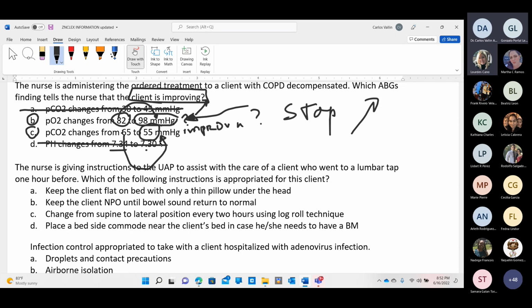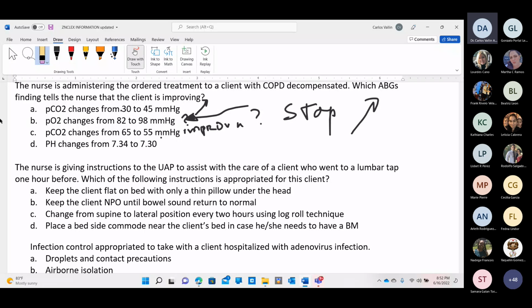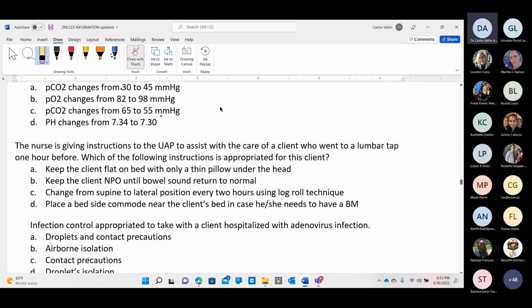Yes. The pH becoming more acidic is deterioration. And elevation of the CO2 is deterioration. So the main purpose of the treatment in COPD is improvement of the high CO2 level without producing hyperoxia, because in this case they stop breathing. So it is playing with the possible combinations.